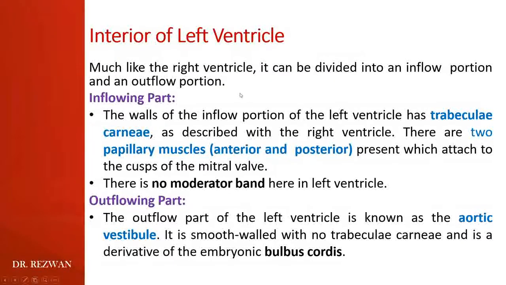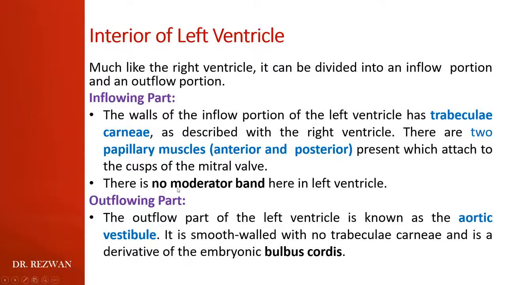Interior of the left ventricle. Much like the right ventricle, it can be divided into an inflowing portion and the outflowing portion. The wall of the inflowing portion of the left ventricle has the trabeculae carneae, just like the right ventricle, and they are mainly having 2 papillary muscles. In case of the right ventricle, the papillary muscles were 3 because there were 3 cusps for the tricuspid valve. Over here there is the bicuspid or mitral valve, that's why the papillary muscles are 2, anterior and posterior.